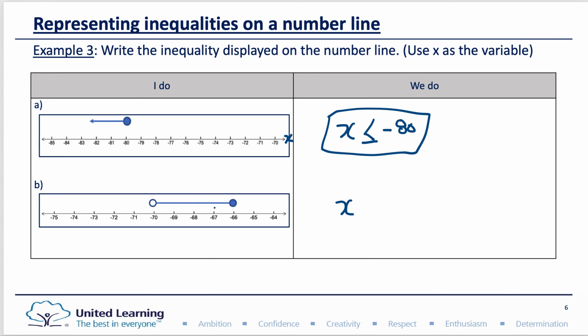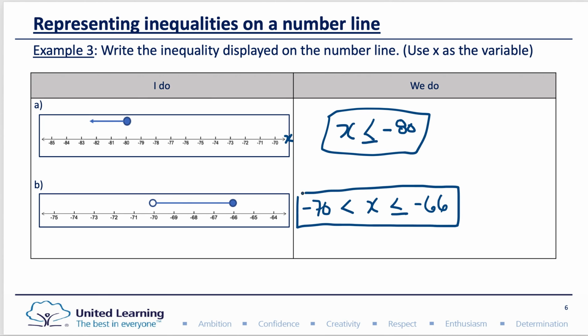Let's take a look at the second one. Okay, this time we have a compound inequality, so let's actually put x in the middle. Beginning value will be -70. The largest value will be -66. x is bigger than -70, but it's less than or equal to, because that circle's filled in, -66. There is my final compound inequality.